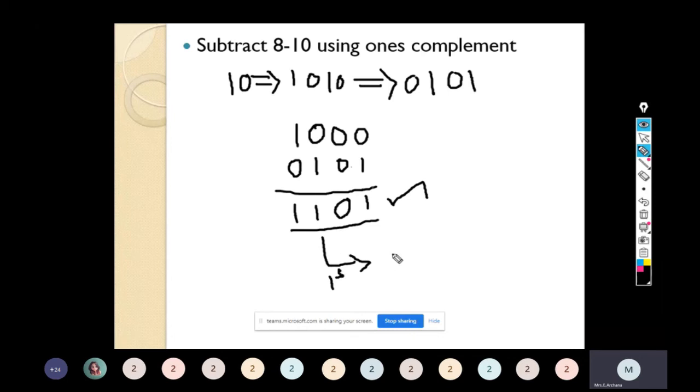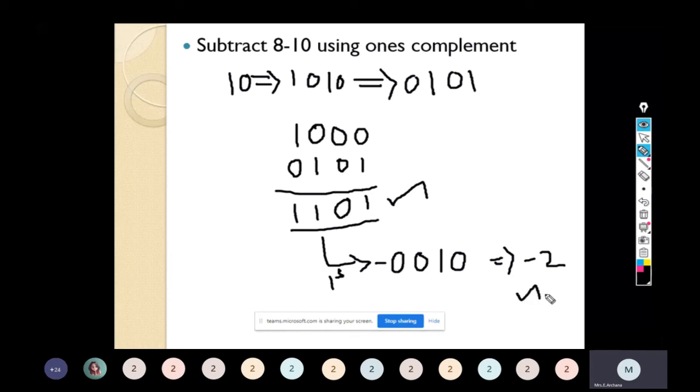1's complement is nothing but changing 1 to 0 and 0 to 1. Now the value changed to 0010. This is the binary value for 2, and we put a negative sign. We took 8 minus 10. The value of 8 minus 10 will be minus 2. Yes, we got the result.